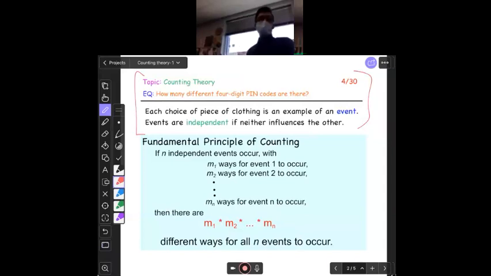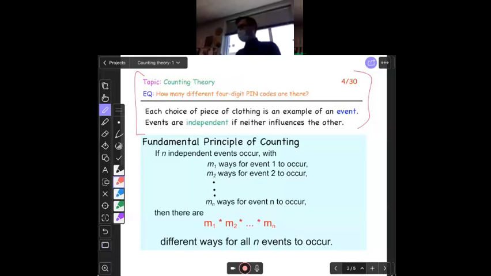Every time you were making a choice, like which shirt to wear, which pair of pants to wear, which belt to wear, which hat to wear, that's called an event. Every opportunity or every chance to make a choice is an event.